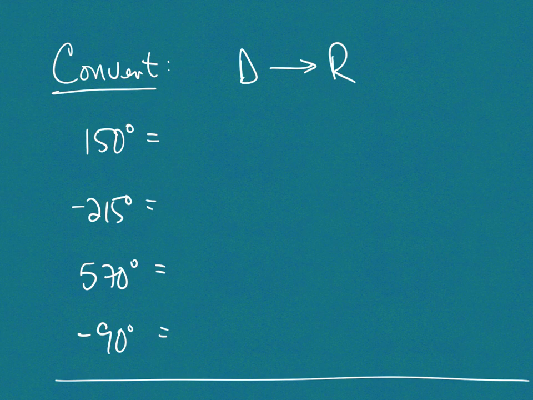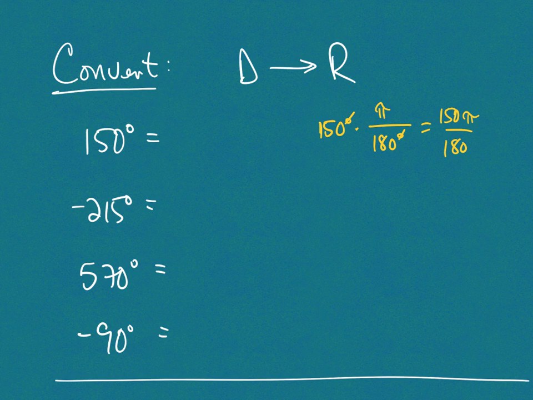So if I asked you to convert 150 degrees to radians, what we do is we take 150 degrees and multiply by a fraction whose numerator and denominator are equal. And what I'm going to choose is this version, pi over 180 degrees. We just said that those two things are equal to each other. Pi radians and 180 degrees are equal. But what this allows me to do is cancel the degree labels, the little circles, top and bottom. And what we're left with is 150 pi over 180.